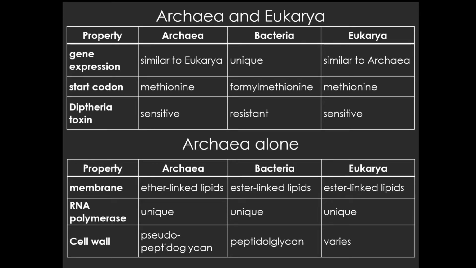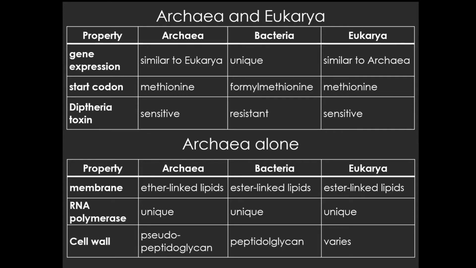Its name might sound familiar to you because it's the toxin that is produced by virulent strains of Corynebacterium diphtheriae, which causes diphtheria. Bacteria are all completely resistant to that toxin, while members of archaea and eukarya are both sensitive to that toxin and their cells are killed when exposed to it. So you can see there's this conflict. There's a lot about archaea that's similar to bacteria, there's a lot about archaea that's similar to eukarya, and then there's a lot about archaea that is just archaea alone.